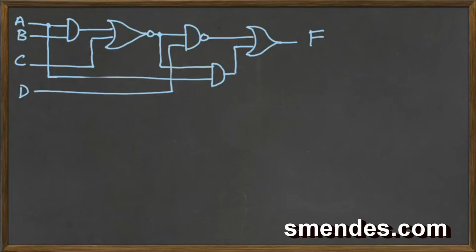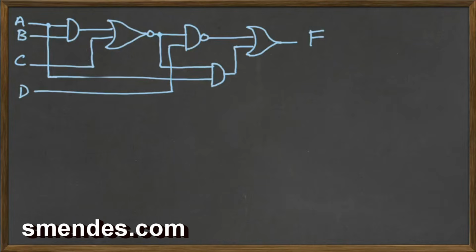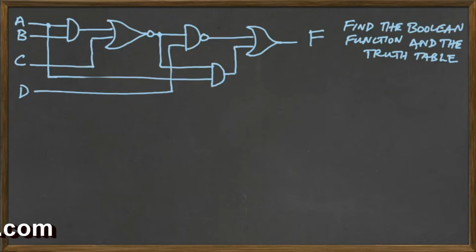Now, here we have a logic circuit, and today we're going to find the Boolean function and the truth table. And you can apply this to any logic circuit that you have, and the procedure always works. You must start at the beginning, on the left by the A, B, C, and D.